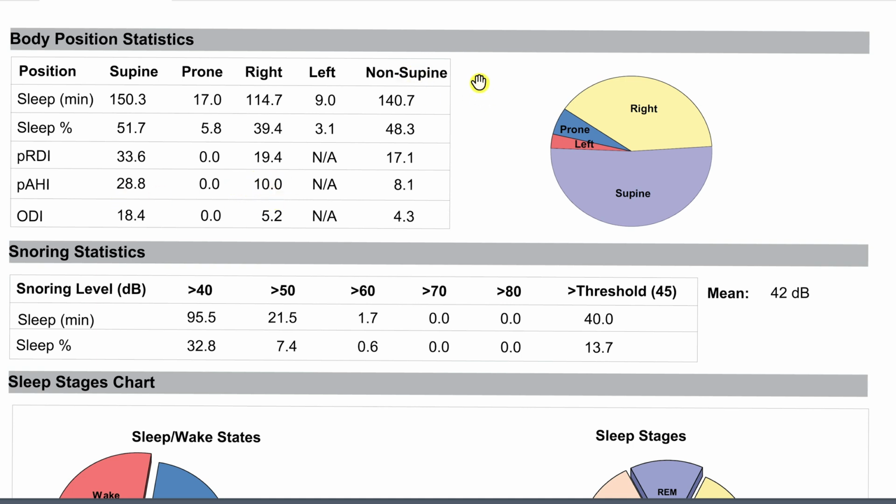And then what's interesting too is they basically go, okay, well, if we just combine all the positions that aren't sleeping on the back, what does that look like? And then you can compare that against, again, sleeping on the back. So for example, the RDI of sleeping in every other position except the back is 17.1 and then 8.1 for the AHI.